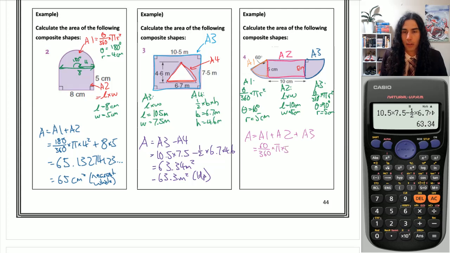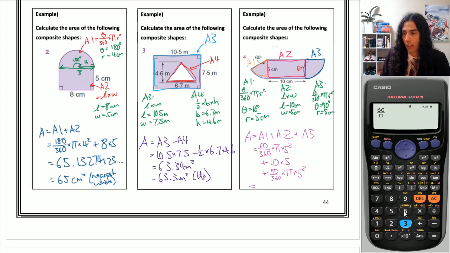That's 1 down. Plus, I'll do it over 3 lines so it's less scary. Length times the width, 10 by 5. Plus, one more crazy one. 90 over 360 times pi times 5 squared. Equals. So spreading it out. These questions take a lot of space, and then it's epic calculator time.